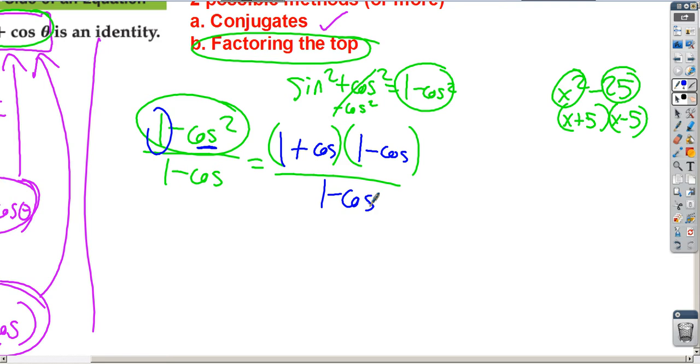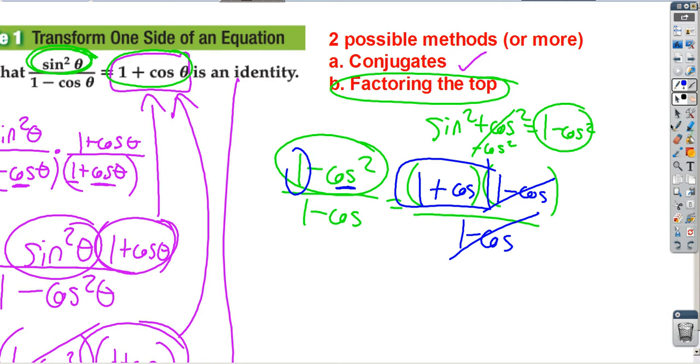So notice now we have 1 minus cos over itself, we're left with 1 plus cosine, and we're done, because that's what we were trying to prove. We're trying to prove that that left side was identical to the right side, and we just did. So the whole goal of this process is pick the more complicated side, do math operations like factoring or conjugates or many other things, and make the left side identical to the right, or vice versa, make the right identical to the left.